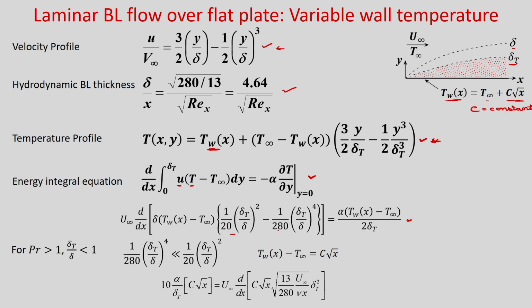So, if you see these two terms, okay, and we have used Prandtl number greater than 1. So, that means delta T by delta will be less than 1. So, in this particular case you can neglect this term, okay, because this term will be much less than this term, okay, and Twx minus T infinity is C root x.